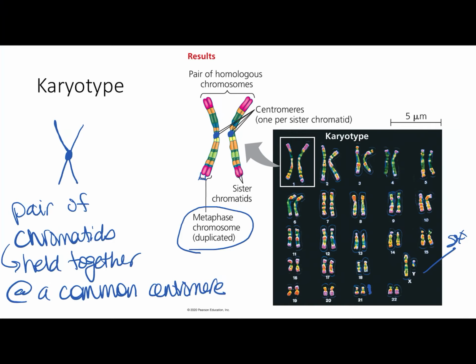Now, could you look at a karyotype and know if someone is going to have sickle cell anemia? No, because remember, sickle cell anemia results from a single nucleotide change in the hemoglobin gene. You cannot assess individual genes with a karyotype. Karyotypes are specifically looking at chromosome number and chromosome structure. So bigger things, you can't identify specific gene defects looking at a karyotype.